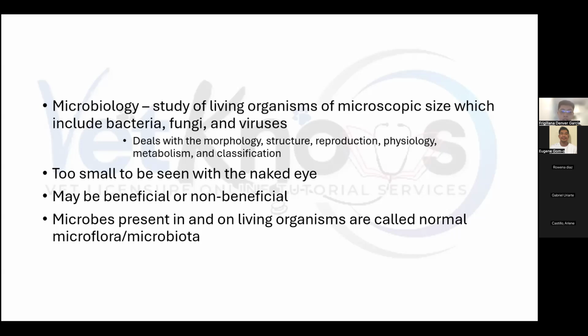So they may be beneficial or non-beneficial. So they may also be pathogenic or non-pathogenic, opportunistic or non-opportunistic. So some of them are being used for fermentation. Some of them are used for vaccine production, etc. Ayan, and opportunistic pathogens, these are microorganisms that produce disease once the animal is immunocompromised. So microbes present in the living organism, these are called normal microflora or normal microbiota.